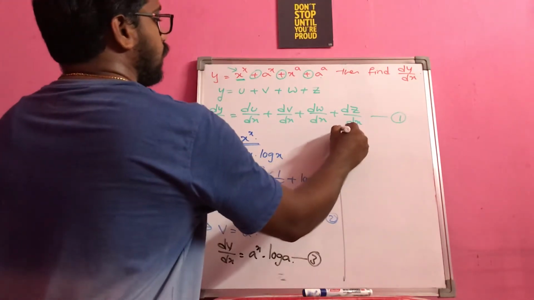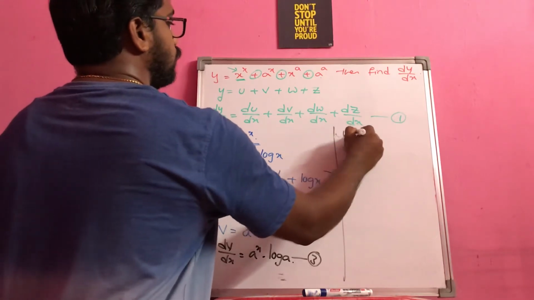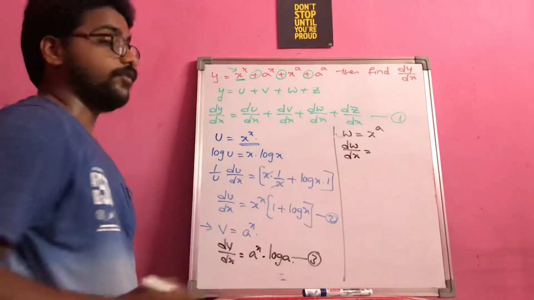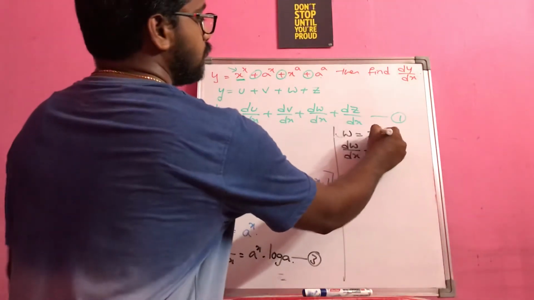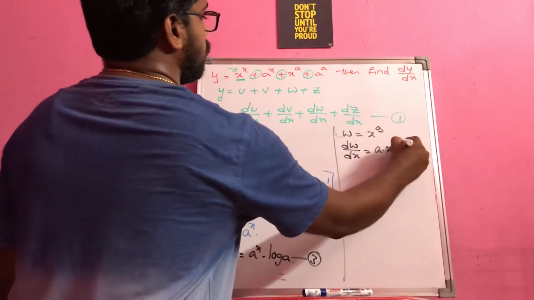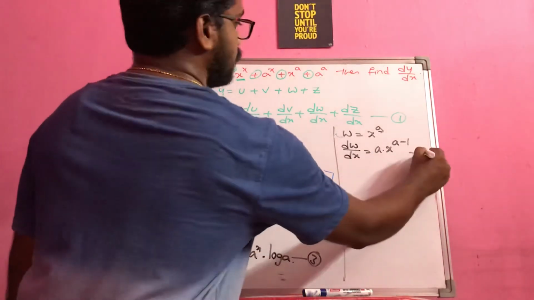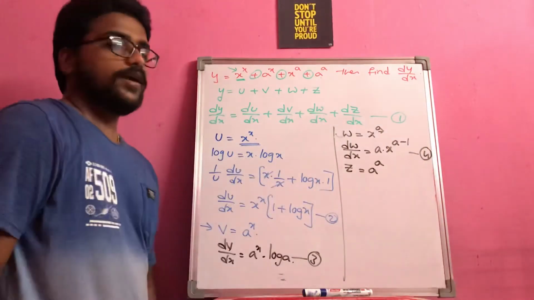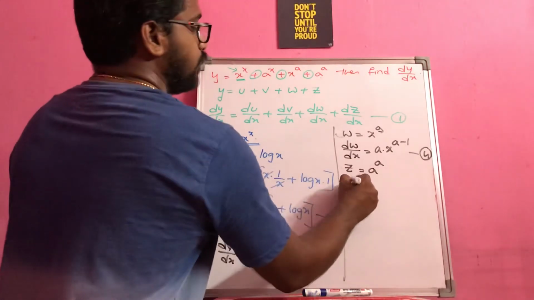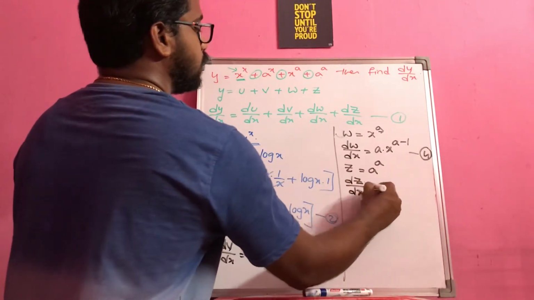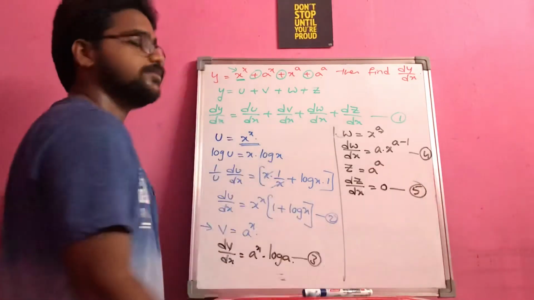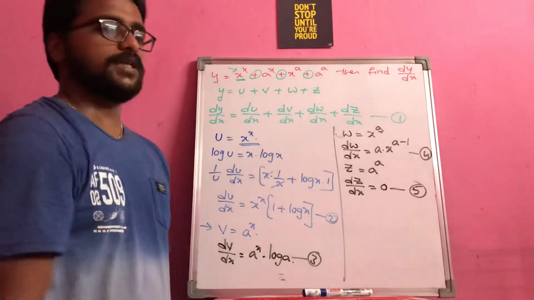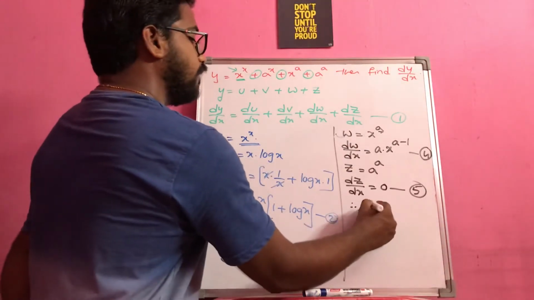Come to the w. So w is equal to x power a here. If you apply the differentiation dw by dx, this is of the form x power n, because the power is a constant here, a into x power a minus 1. This is my fourth result. Now come to the z, that is equal to a power a. You can understand here z is equal to a power a, which is a constant. So if you apply the dz by dx, you are getting 0. This is my fifth result. Now you have to substitute second, third, fourth and fifth in the first equation to get the required dy by dx.